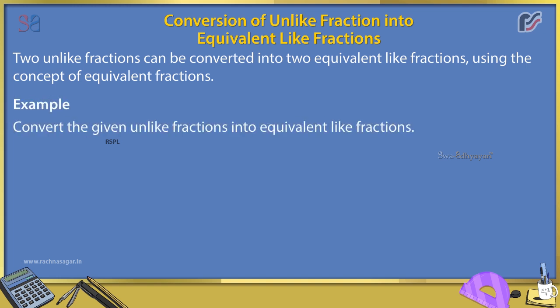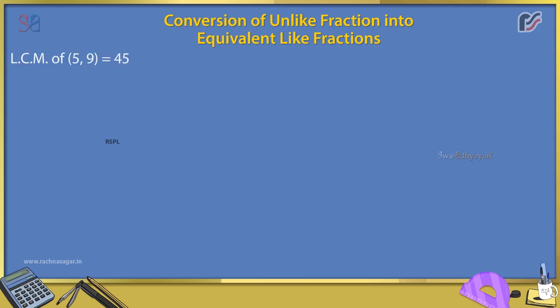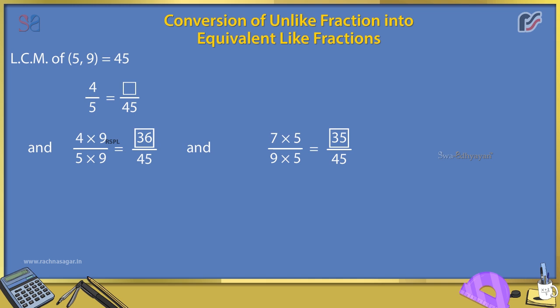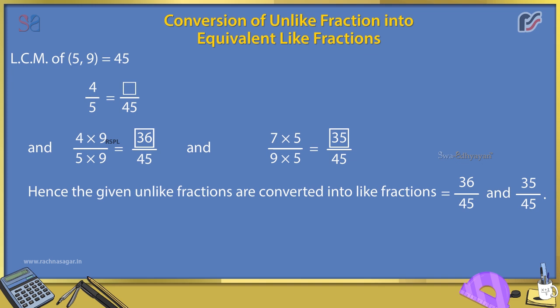Example, convert the given unlike fractions into equivalent like fractions: 4/5, 7/9. Solution: 4/5 and 7/9 are unlike fractions. LCM of 5 and 9 is equal to 45. 4/5 is equal to blank/45, and 4 into 9 by 5 into 9 is equal to 36/45. And 7 into 5 by 9 into 5 is equal to 35/45. Hence, the given unlike fractions are converted into like fractions 36/45 and 35/45.